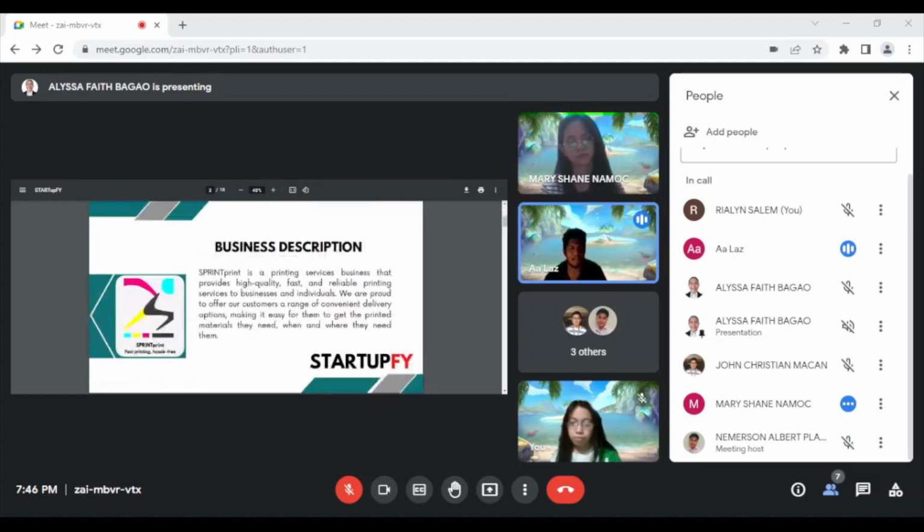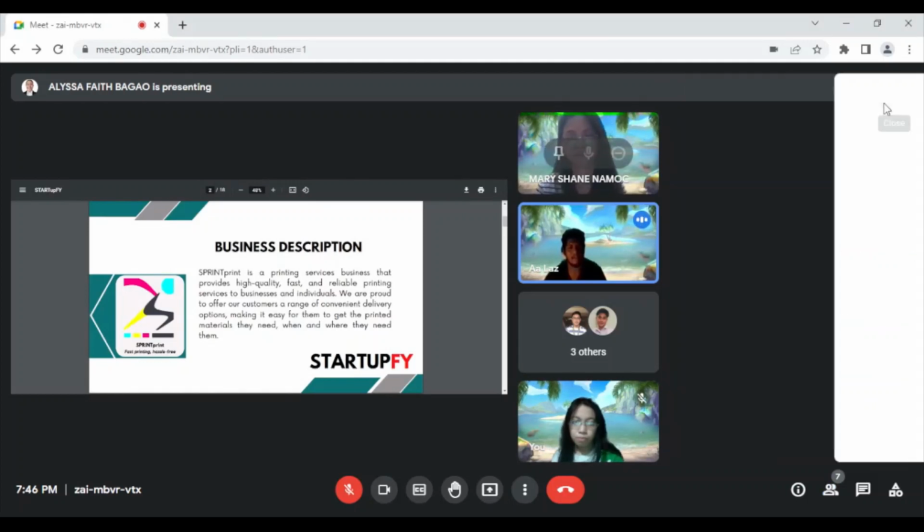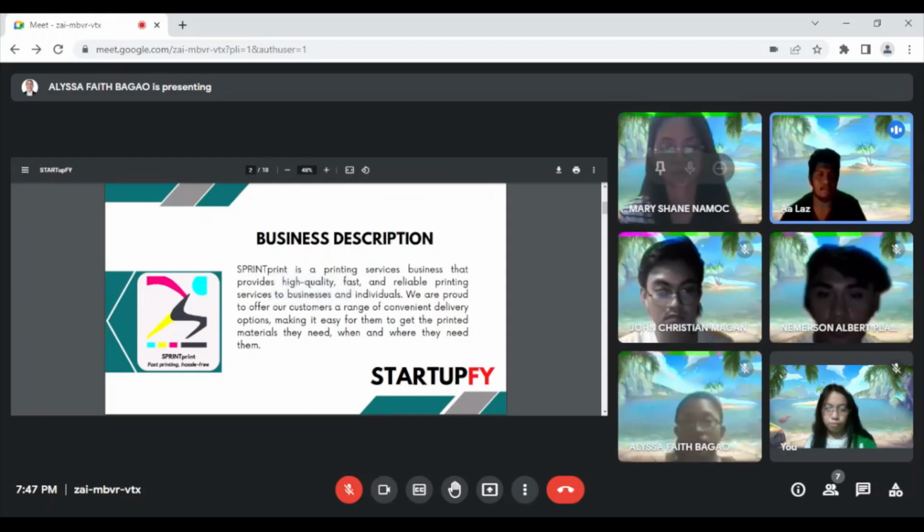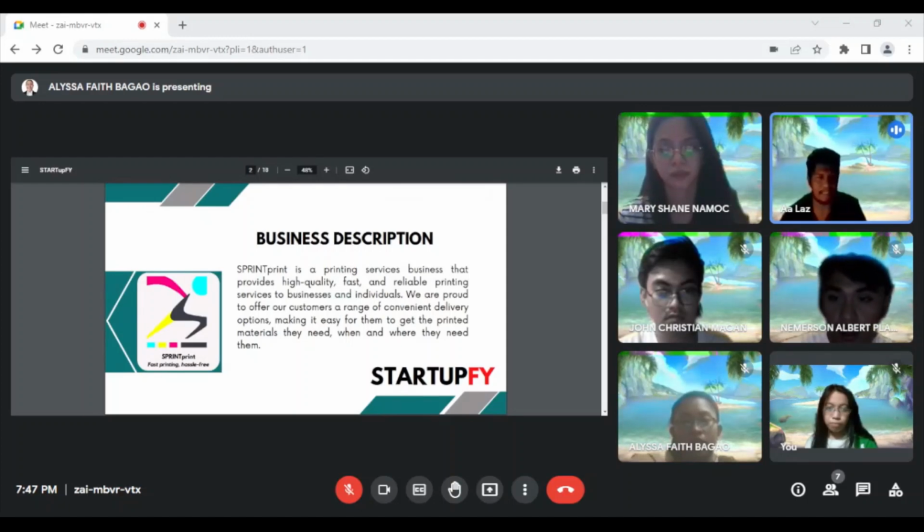First of all, here is our company name, Startupfy. Let's talk about our business description. Our business name is Sprint Print. Technically, Sprint Print is a printing services business that provides high quality, fast, and reliable printing services to businesses and individuals. We are proud to offer our customers a range of convenient delivery options, making it easy for them to get the printed materials they need when they need them.